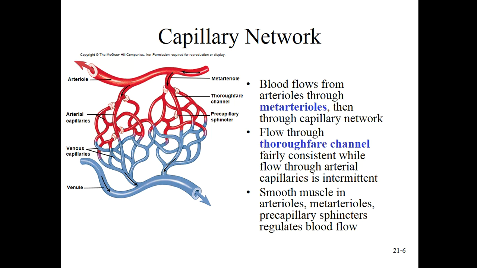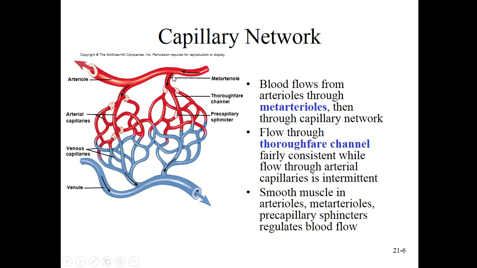When we look at the structure of a capillary network, remember that these arterioles are the smallest arteries that have the three layers: outer, middle, and inner coat. But look at what happens when they branch into smaller vessels. Here is the so-called capillary bed, or capillary network. We see that there is a main thoroughfare channel that goes right through.